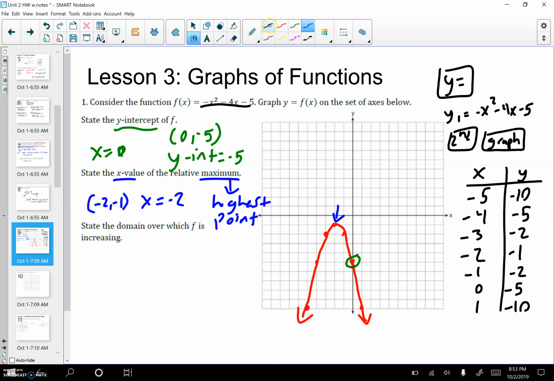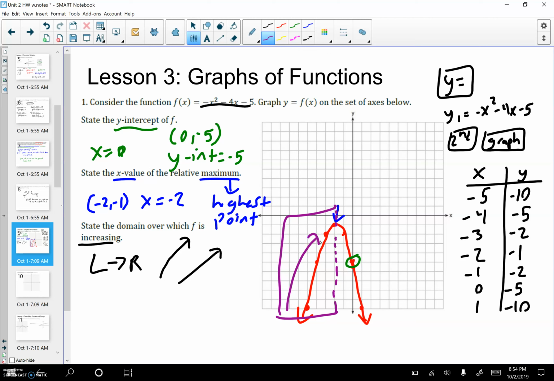The last piece is one that I find to be a little challenging for kids, and that is state the domain over which f is increasing. So that's as you go from left to right, your graph is in some sort of an upward motion. Could be curved, could be a straight line. Now I drew the arrows pointing to the right, but they're not always pointing that way. And you'll see that in this case, this is the section of our graph that is increasing, because as we go from left to right, our graph is going up.